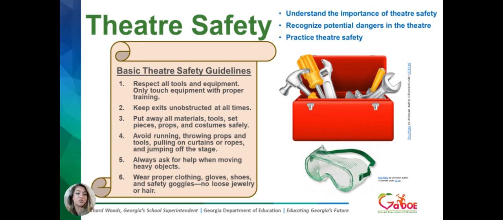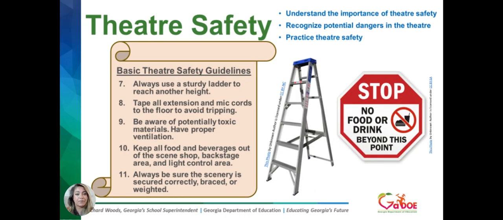Number 6, making sure our students wear proper clothing, gloves, shoes, and safety goggles for whatever activity we might be doing. No loose jewelry or hair, right? Tell them to leave the drip at home, okay? And we need hair pulled back so it doesn't get caught on anything we may be using.